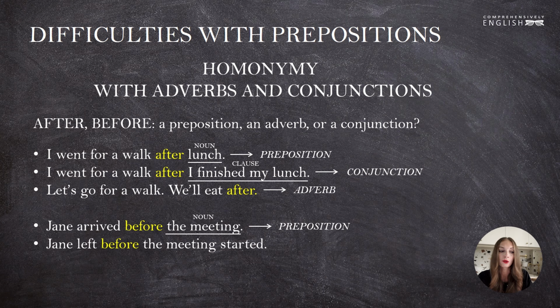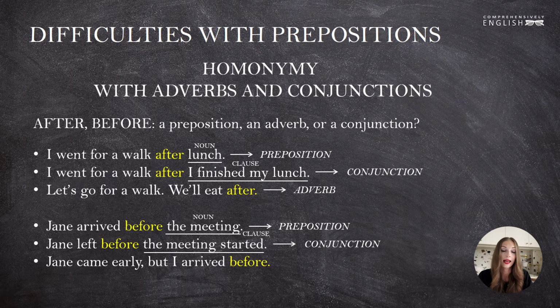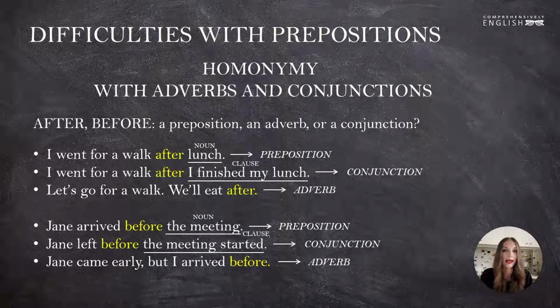Jane left before the meeting started. The meeting started is a subordinate clause, and before connects the main clause Jane left and the subordinate adverbial clause of time, the meeting started, thus it is a conjunction. And Jane came early, but I arrived before. Before here is an adverb. It is not followed by anything.